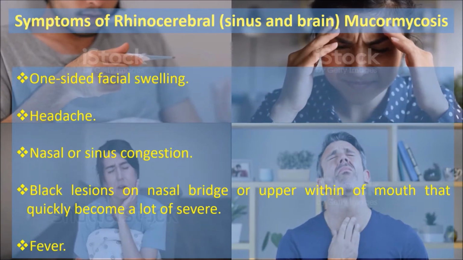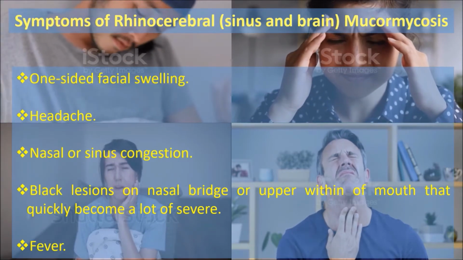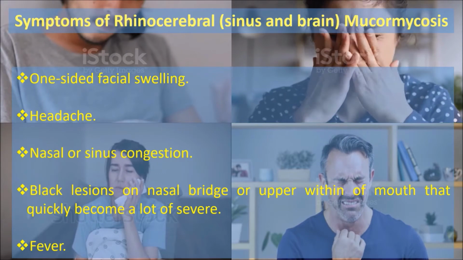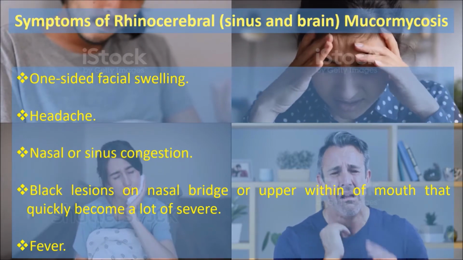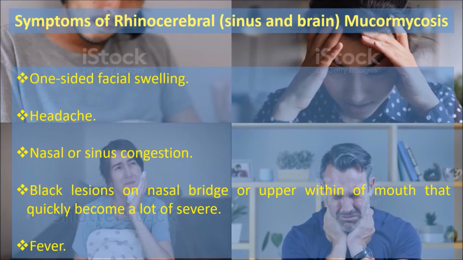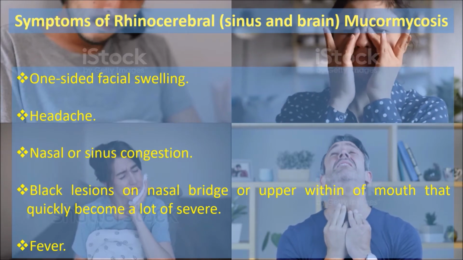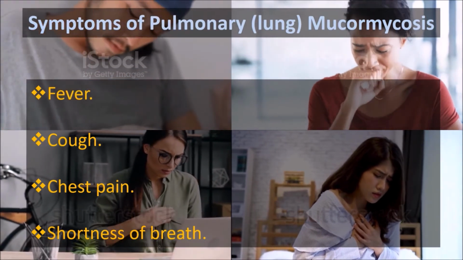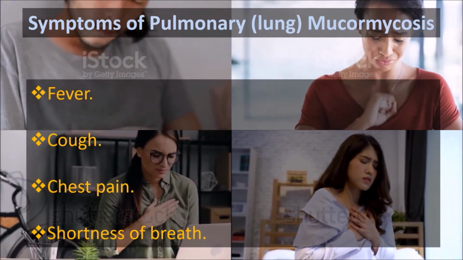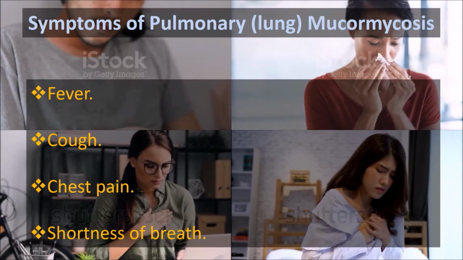Symptoms of rhinocerebral mucormycosis are one-sided facial swelling, headache, nasal or sinus congestion, black lesions on the nasal bridge or upper inside of the mouth that quickly become more severe, and fever. Symptoms of pulmonary mucormycosis are fever, cough, chest pain, and shortness of breath.